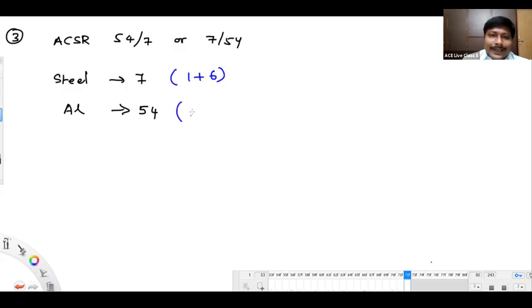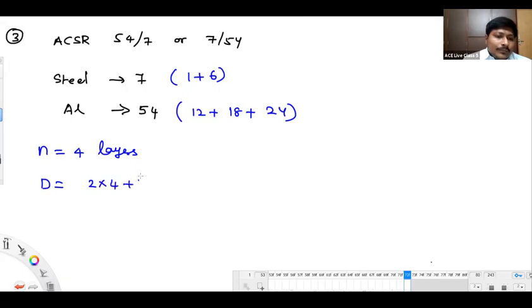And 54, how we can get? 12 aluminum, 18 aluminum, 24 aluminum. 30 plus 24, that will be say 54. And then 7. So how many layers we have? 6, layer number 1, 12, layer 2, layer 3, layer 4. So number of layers will be 4. Okay. So capital D will be 2 into 4 plus 1 times of small d. So it will come to be 9d. 9 times of small d.